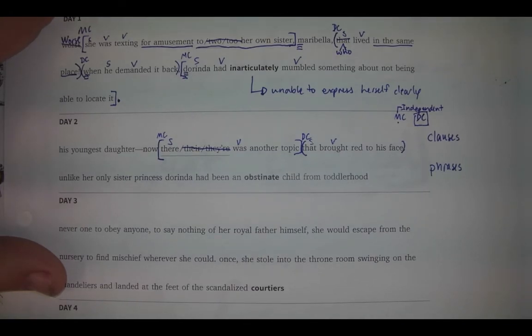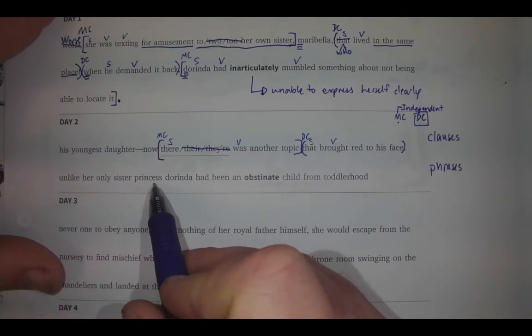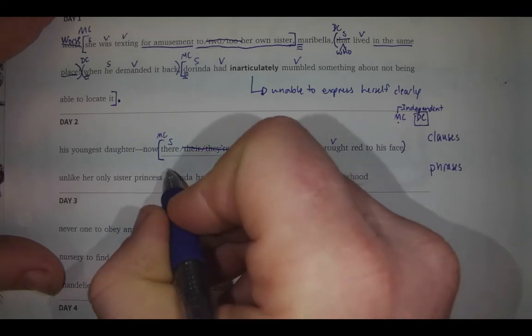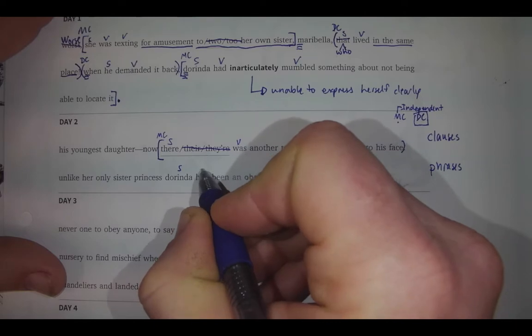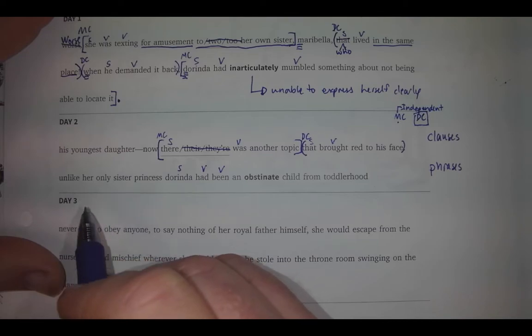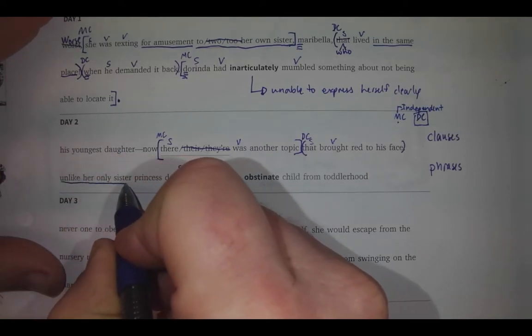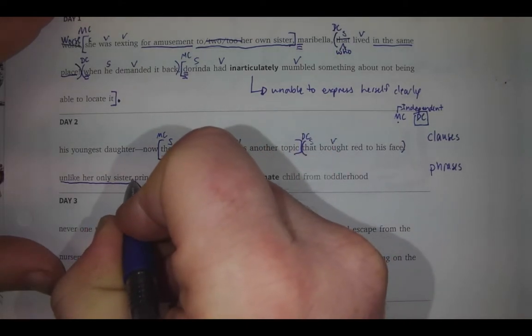For the next one, another strategy in finding main clauses and dependent clauses is to first find the subjects and the verbs. That's why we actually started in week 1 finding the subjects and the verbs. So the next sentence, unlike her only sister Princess, Dorinda had been an obstinate child from her toddlerhood. So subject, had been is going to be the verb. Now, unlike her only sister, that's going to be a prepositional phrase, so that's not going to be part of the main clause. And I should put a comma there.